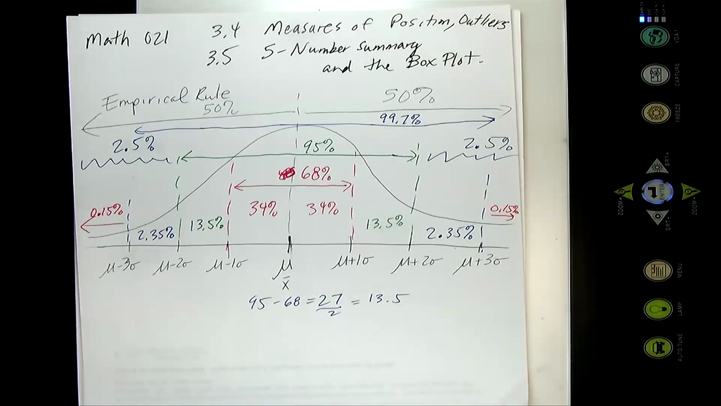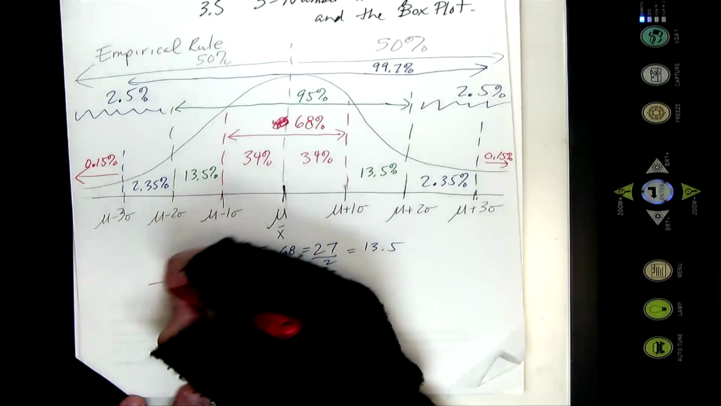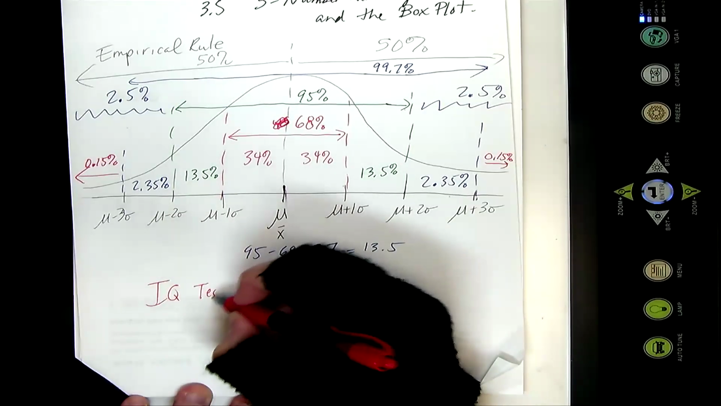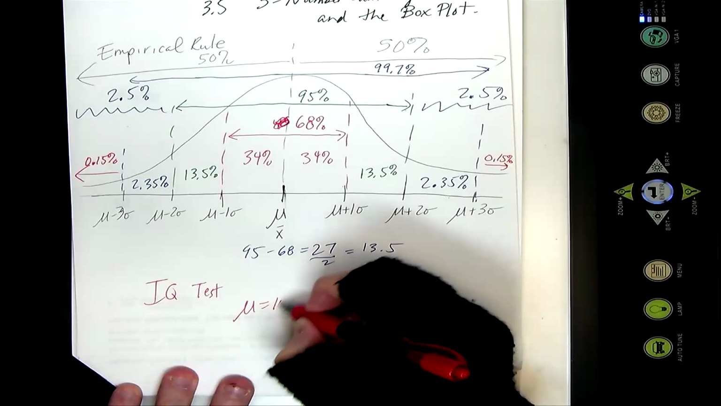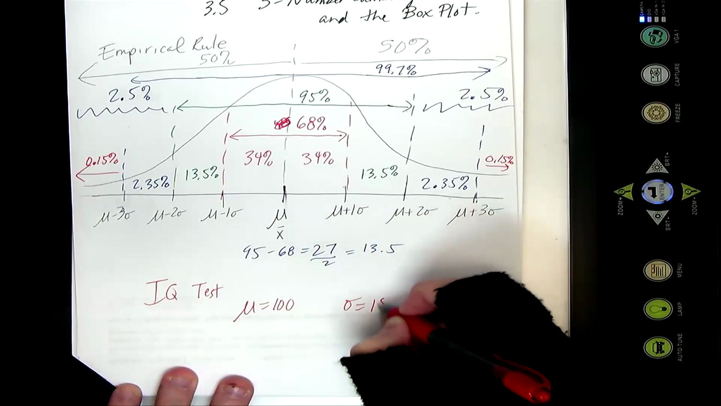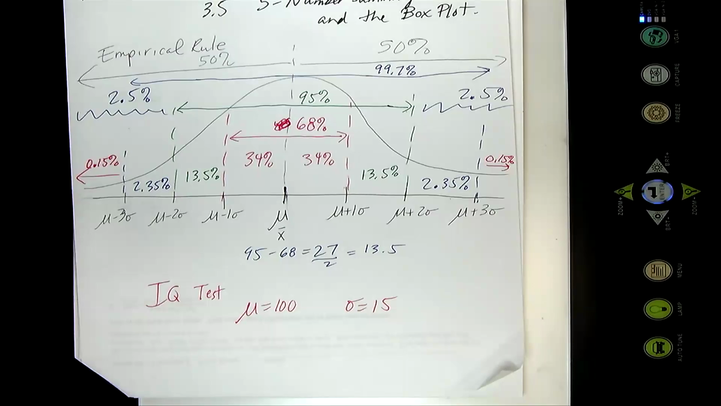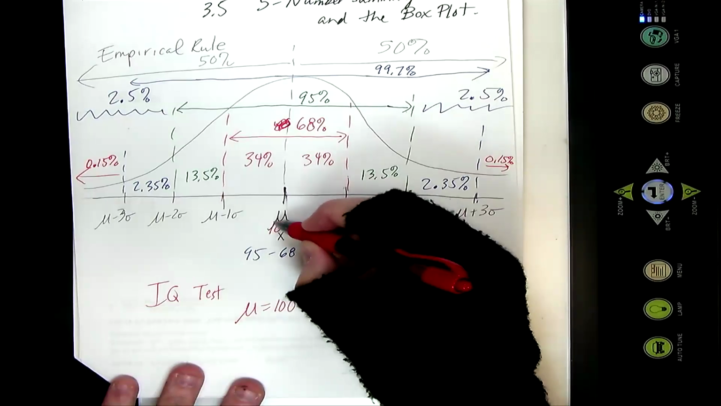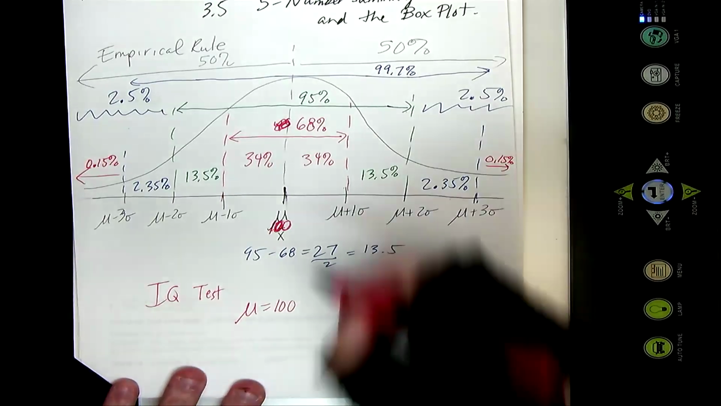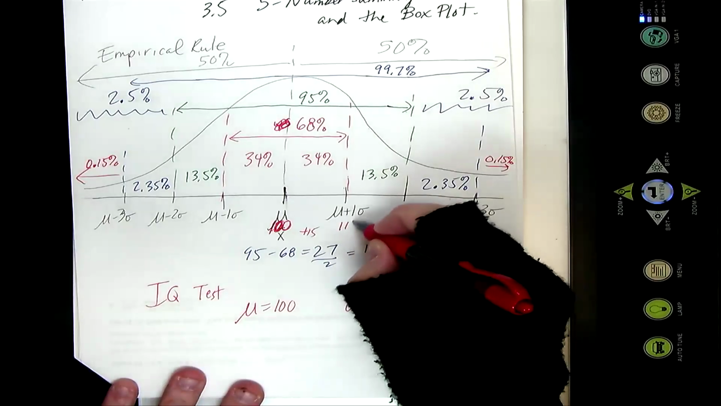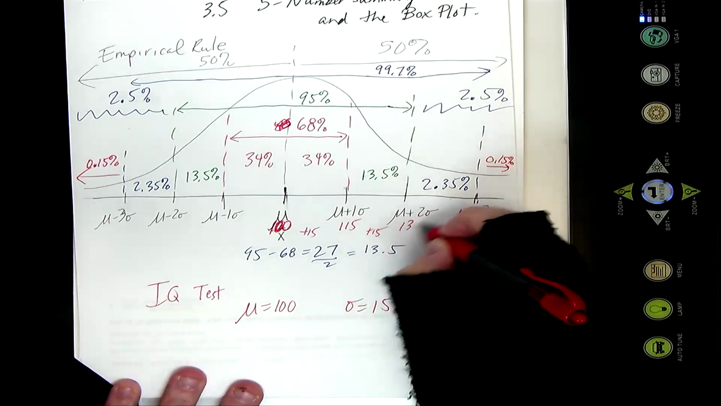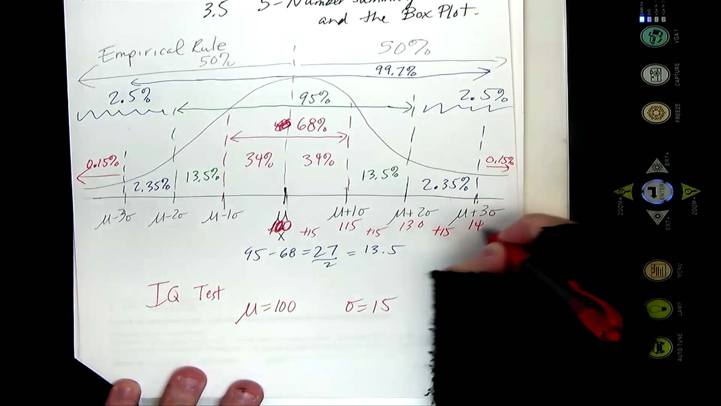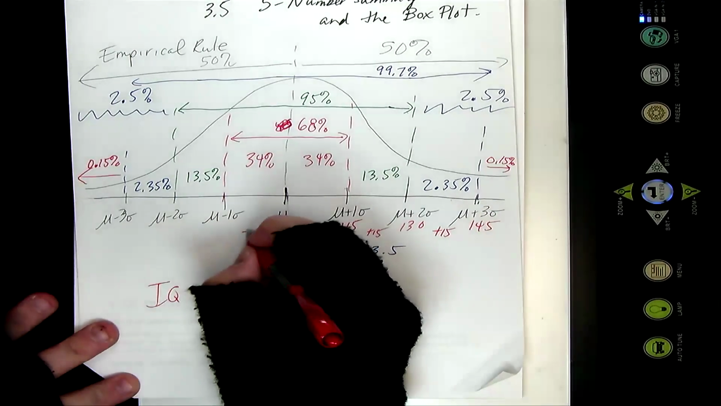A common one that they like to do is the IQ test. The IQ test has a mean of 100 and a standard deviation of 15. And so we can fill this in by putting 100 in the center, and just keep adding 15 as you go to the right, and keep subtracting 15 as you go to the left.